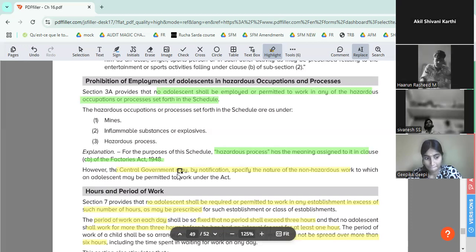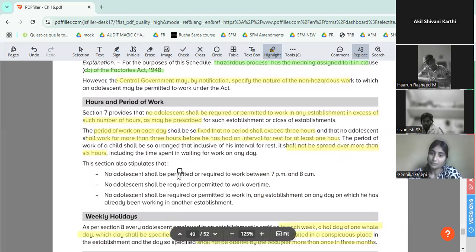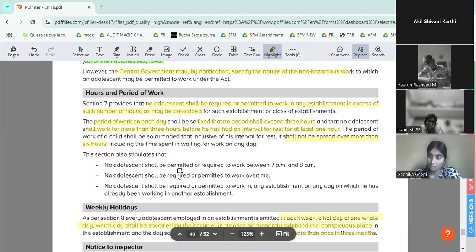So the main sections in this act are Section 3 and Section 3A. You'll not forget. Section 3 talks about children prohibited from any type of work. Section 3A talks about adolescents prohibited from hazardous occupation. Clear, no? Two important sections. Next thing is hours and period of work. So if adolescents are involved in any occupation, what is the number of hours of the day they can spend working? That is given in Section 7 of the Act.